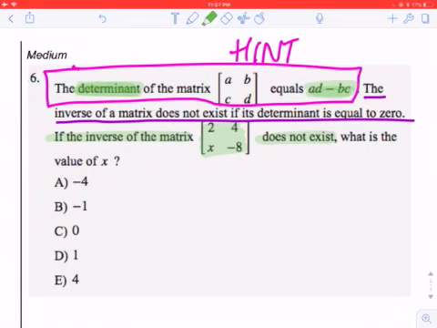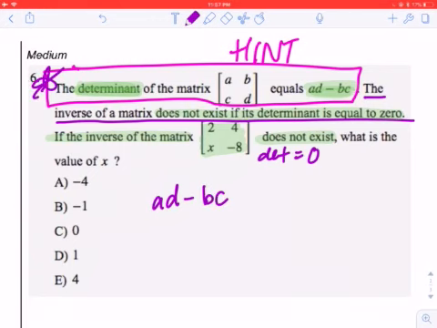Remember that it doesn't exist right back up here. It doesn't exist if its determinant is equal to 0. If the inverse does not exist, that must mean that the determinant is equal to 0. What is the value of x? Well, we know that the determinant is AD minus BC from our hint, from our hint up there.